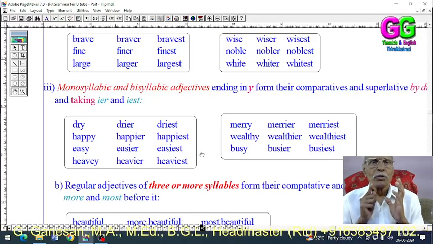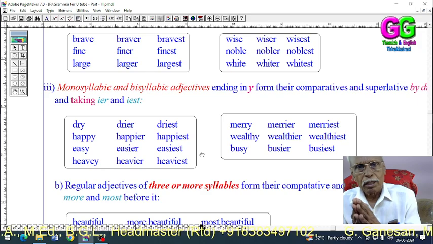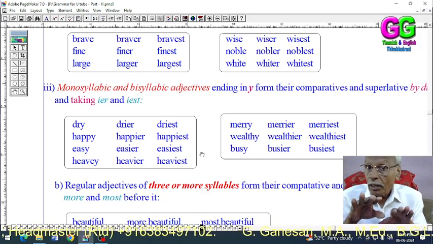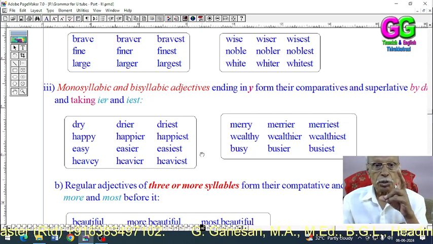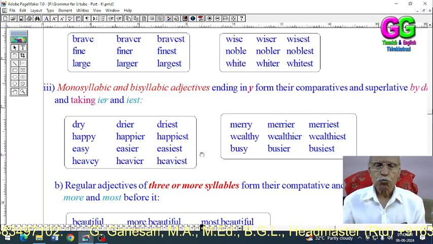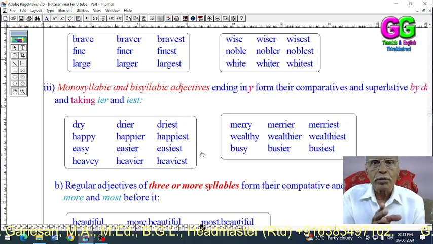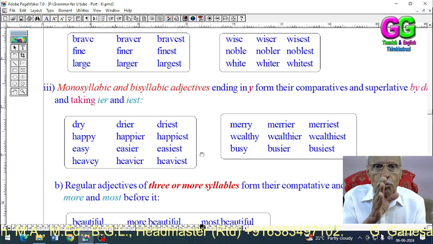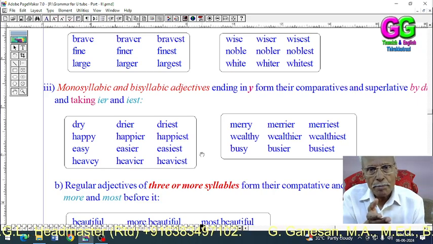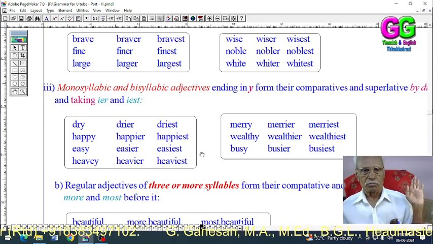So, regular adjectives form their comparative and superlative forms mostly in two ways. If it is a monosyllabic adjective, it forms its comparative and superlative by adding er and est. That's all.